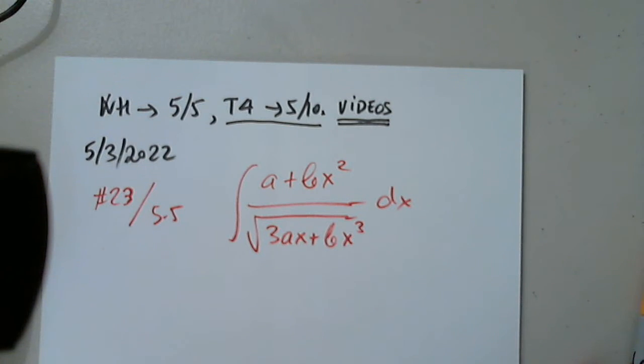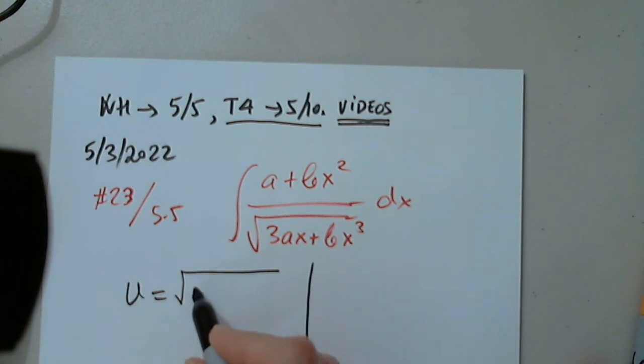Think the starting point will be? Would it be just let u equal, in this case, would you want to do the square root of 3ax plus bx^3 or just 3ax plus bx^3? It's a very good question. So let's analyze. Very good question.